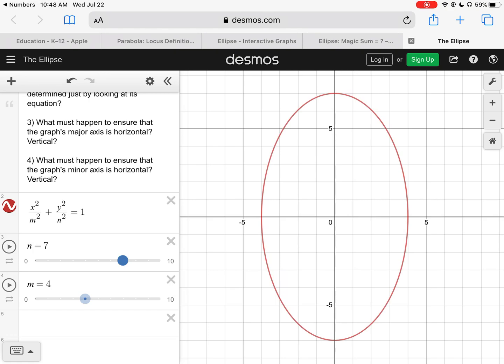Okay. All right, so hopefully that's good insight into how the equation for the ellipse relates to the graph. All right. In our next video, we're actually going to start graphing these ourselves by hand.